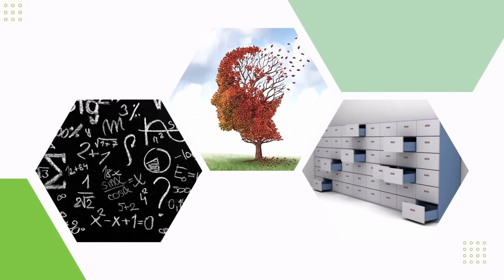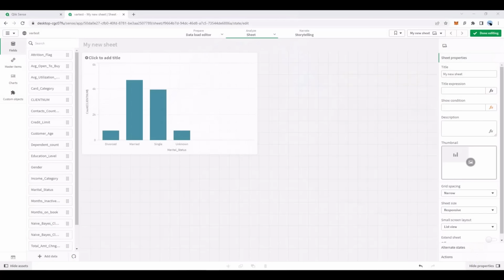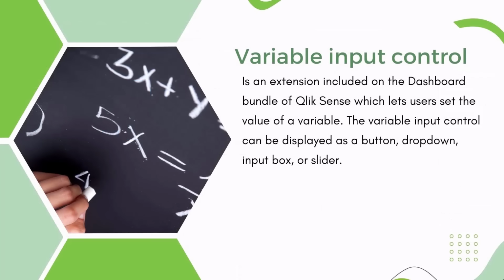For our first example, we are going to use variables to change the dimension used for this bar chart. The user will have the option of using either an attrition flag, gender, income category, or marital status as the dimension to display in the bar chart. In order to create a drop-down of a specific list of dimensions, we're going to make use of the variable input control. The variable input control is an extension included in the dashboard bundle of Qlik Sense, which lets users set the value of a variable. The variable input control can be displayed as a button, a drop-down, an input box, or a slider.